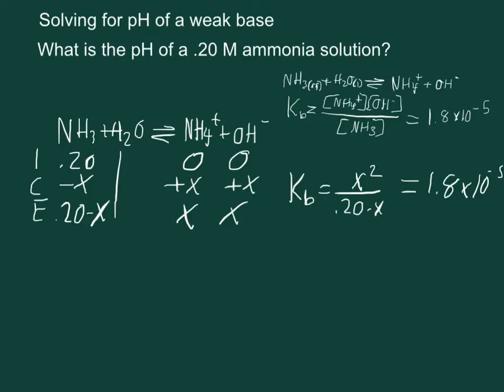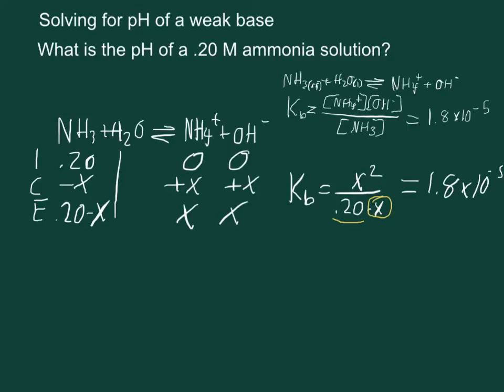Now, if we go ahead and solve this, one of the things to do again is we can use the approximation. If we assume that this x is so small that it's not really going to affect the 0.2, we can go ahead and just assume it away. So in that case, we're just going to take 0.2 times 1.8 times 10 to the negative fifth. That will give us 3.6 times 10 to the negative 6. We're going to take the square root of that.